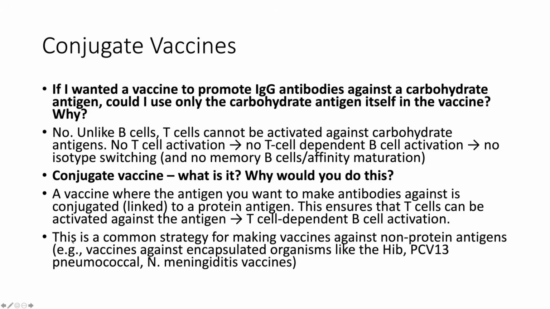So know that this is a very common strategy for making vaccines against non-protein antigens. So like Hib, right? The Haemophilus type B vaccine is a conjugate vaccine. The pneumococcal PCV13, that's the conjugate one. There is an unconjugated version of the pneumococcal vaccine, but the PCV13 is conjugated. And then the Neisseria meningitidis vaccine also is conjugated. But again, it's all to do this. It's to make better antibodies, to make IgG antibodies.